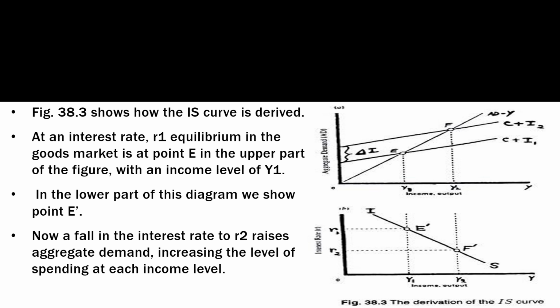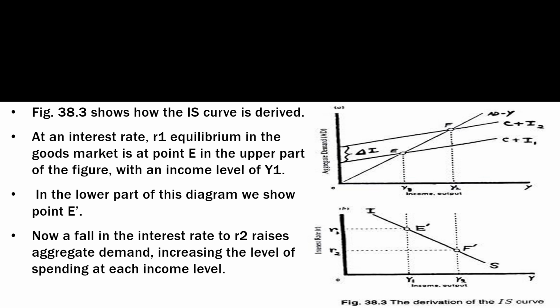Now, if you look at this figure, you can see how we could derive this IS curve. Here, at the rate of interest R1, equilibrium in the goods market is achieved at point E in the upper part of the diagram, and corresponding to that equilibrium E, you have the income level Y1. In the lower part of the diagram, corresponding to point E, you have point E dash. Now, assume that the interest rate has fallen to R2.